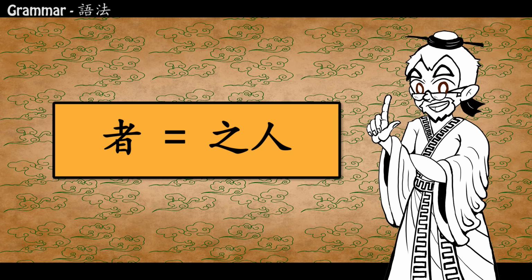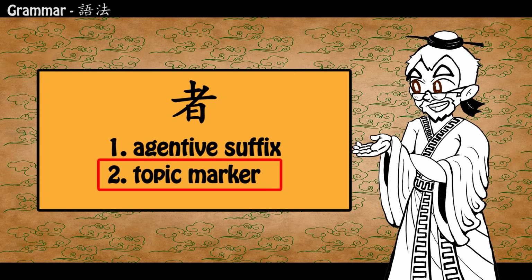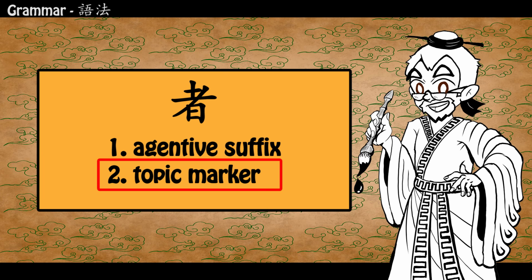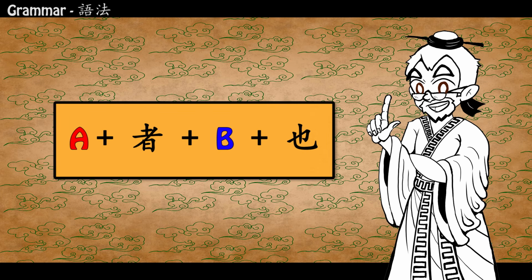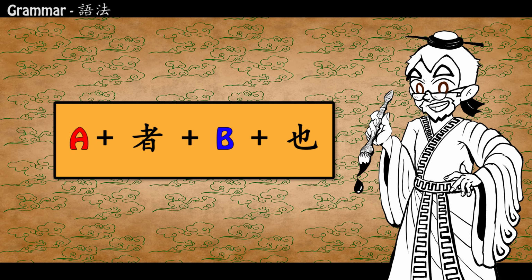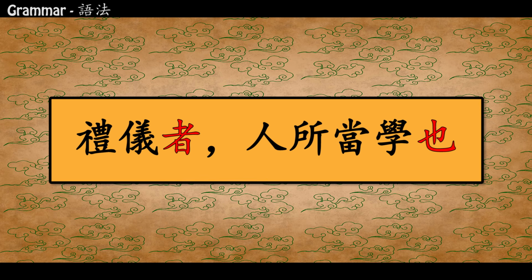However, 者 can be used much broader than 之人, which brings us to the next point, 者 as a topic marker. 者 as a topic marker comes from its use as an agentive, but instead of marking the one who does the thing, it now marks the thing we're talking about. In this way, 者 is much like the Japanese wa and is often seen together with ye in the layout you see here, which means A is B. So let's have a gander at a few examples, shall we? 礼义者，人所当学也. Rites and ceremony are what men ought to learn. Here, 者 marks 礼义, rites and ceremony as the topic.